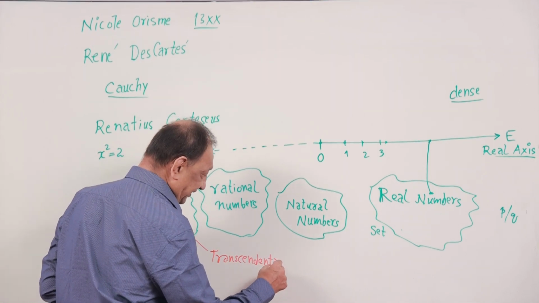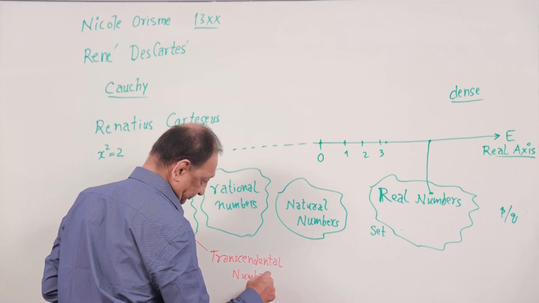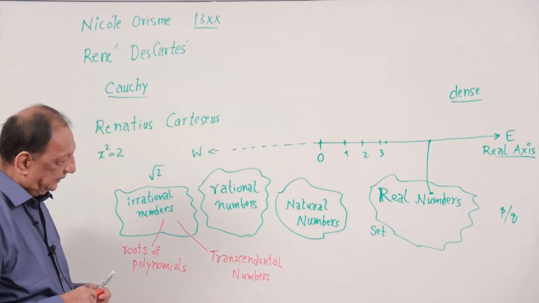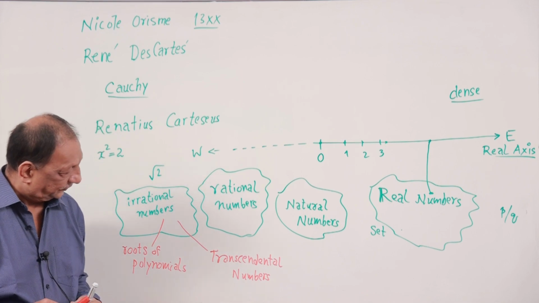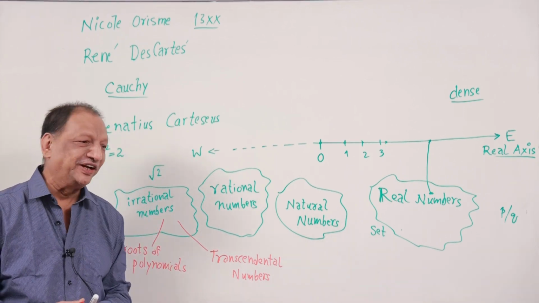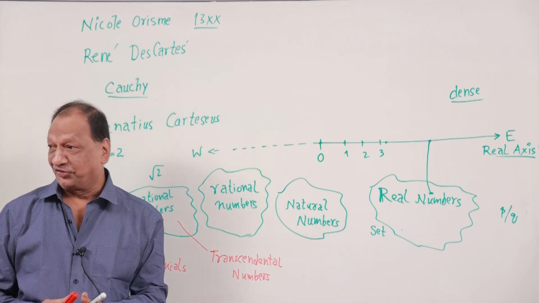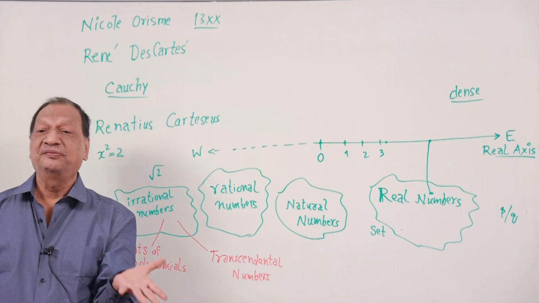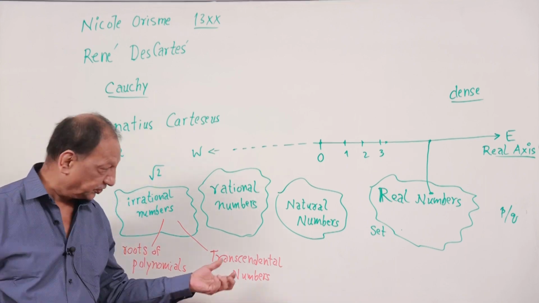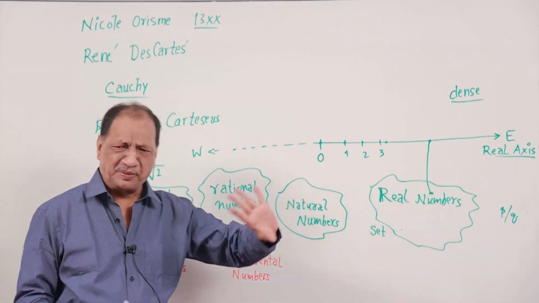What is transcendental? Whatever it means, they just called it transcendental, no? Something to do with some superhuman type of numbers, because they are not even solutions of polynomial equations. Those are also there and they are also part of what we'll now call real numbers.